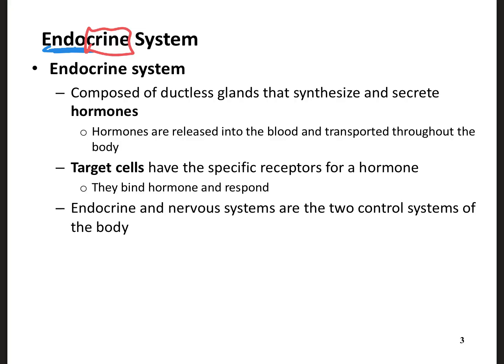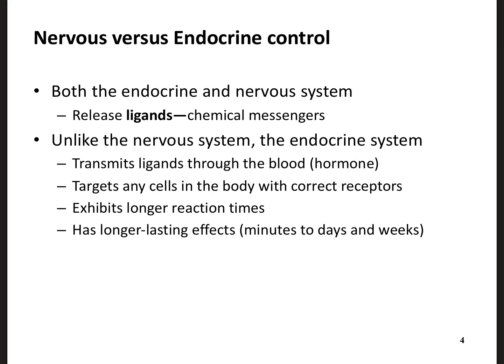All right? So, and then like I said, endocrine and nervous systems are your two control systems. Right? Both of them release ligands. Ligands, these are chemicals or substances, whichever word you want to put in there, they're all the same, right? They're synonymous. A ligand is released from a set of cells, and it targets another cell. In the nervous system, those ligands are neurotransmitters: acetylcholine, norepinephrine, epinephrine.